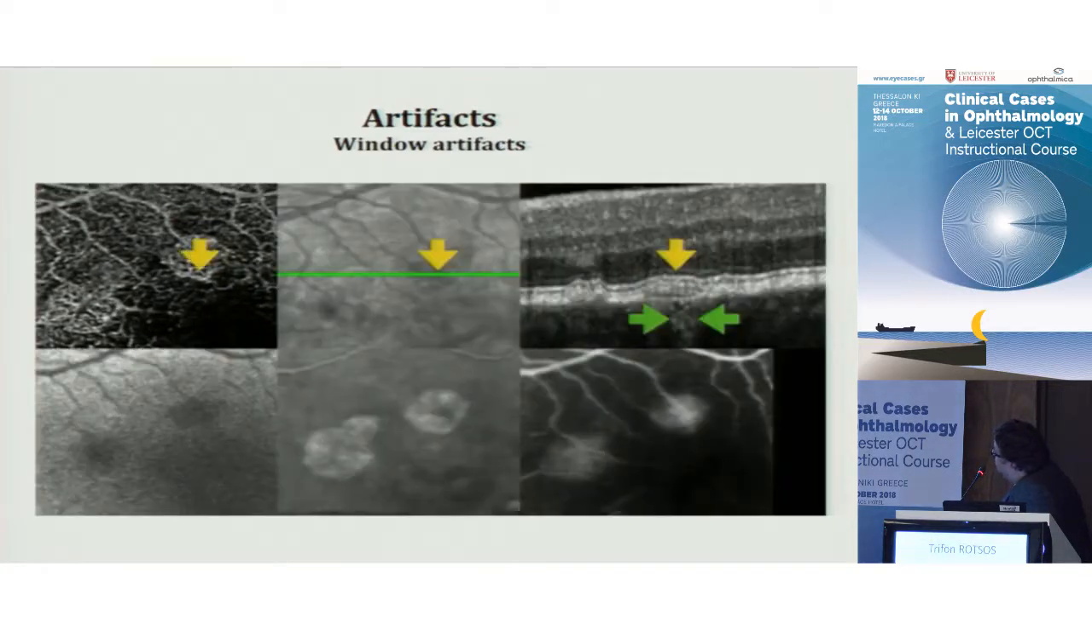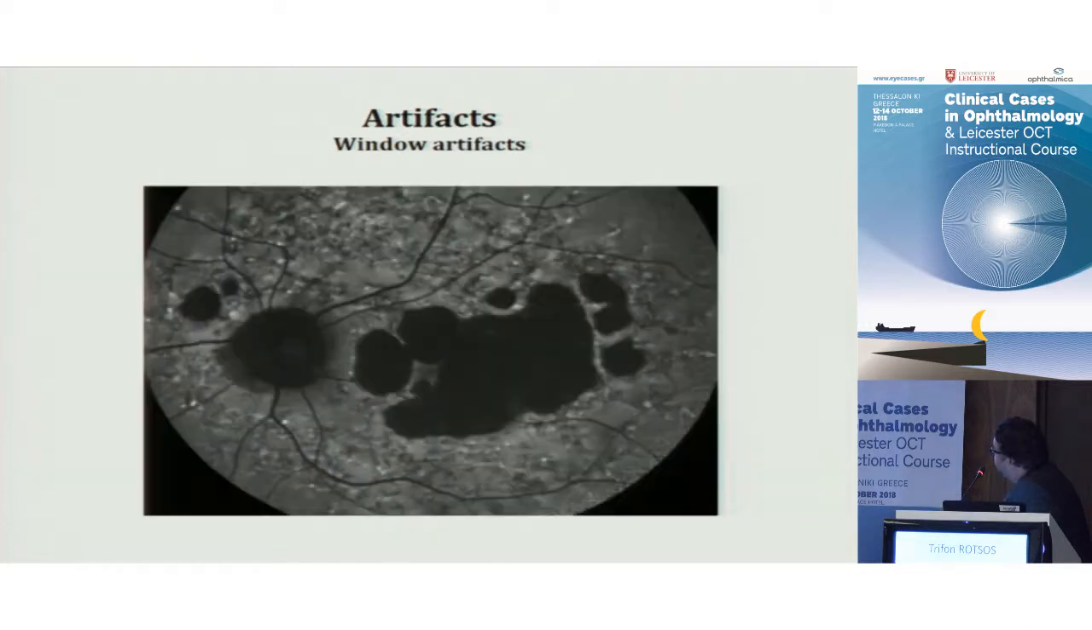Sorry about that. Here you see these areas of atrophic RPE. They project in the OCT angiography as neovascular membranes. Of course, they're not. That's why you have to be very careful in which level you are and which projection you have in the OCTA.